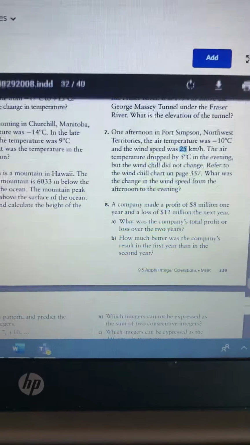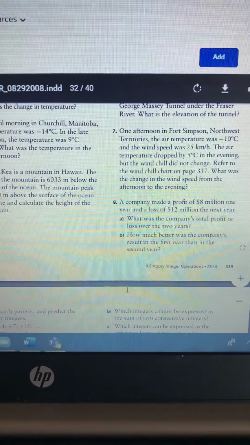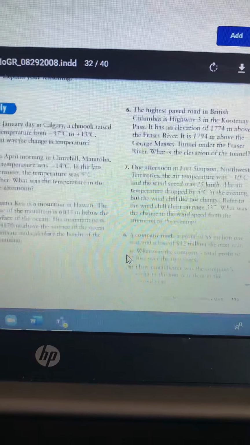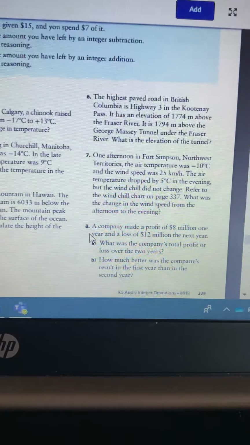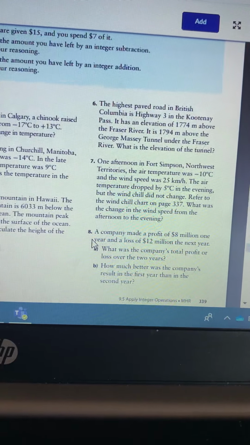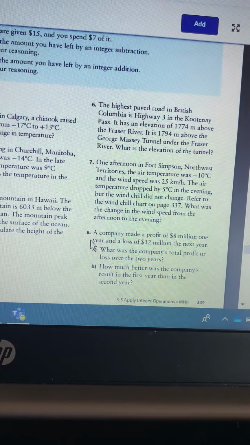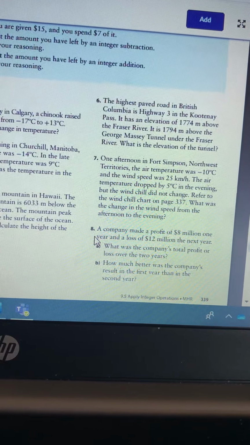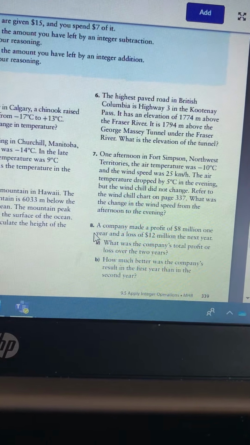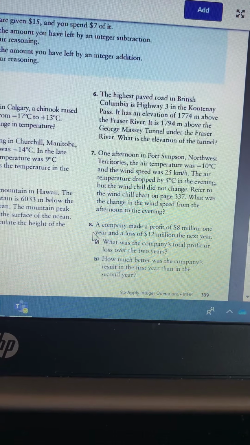Now we had question 6. So question 6 is about a road. It says the highest paved road in British Columbia is Highway 3 in the Kootenay Pass. It has an elevation of 1,774 meters above the Fraser River. It is 1,794 meters above the George Massey Tunnel under the Fraser River. What is the elevation of the tunnel?